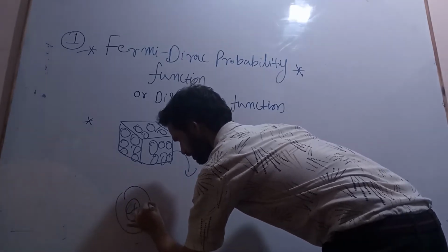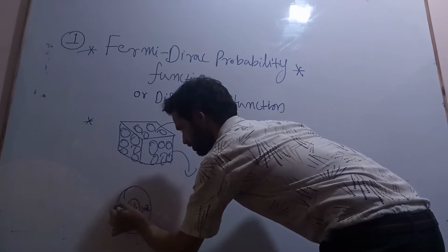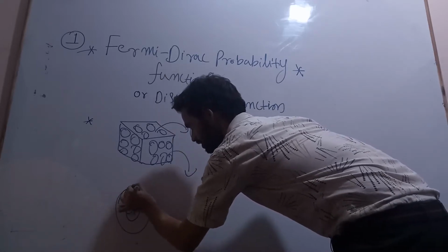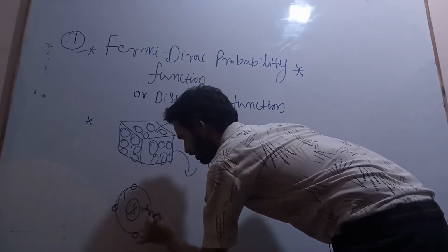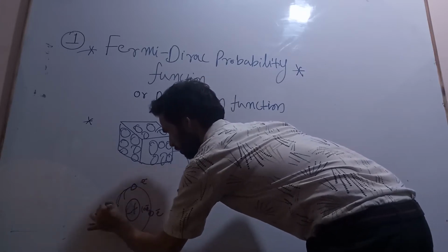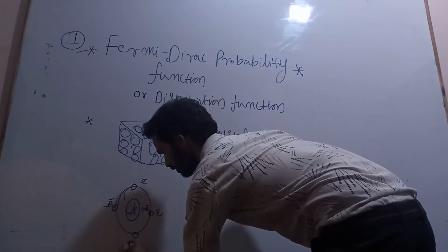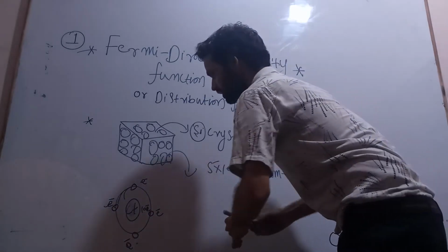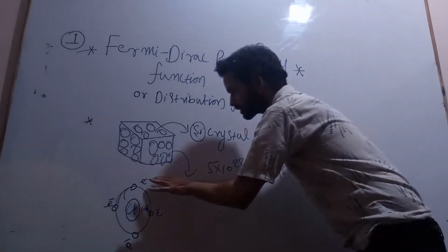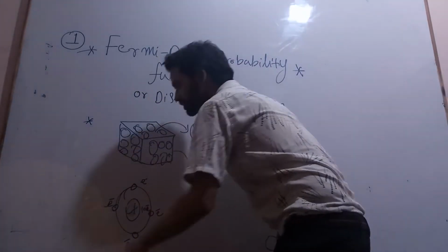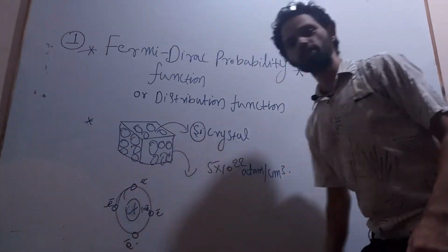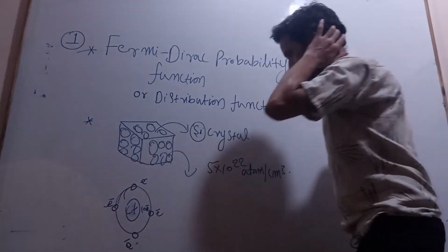And each atom, this is my silicon atom. There are 10 electrons inside which are tightly bound by the nucleus, and these are 4 valence electrons, which are loosely bound by the nucleus. So this is my silicon atom. Now each of these electrons has its own discrete energy level.